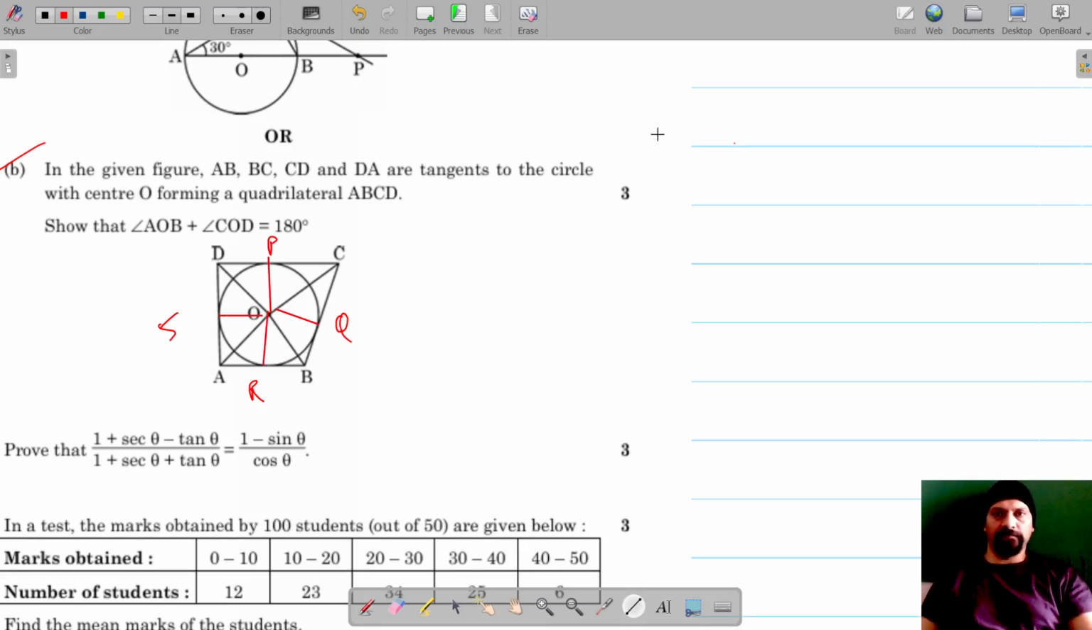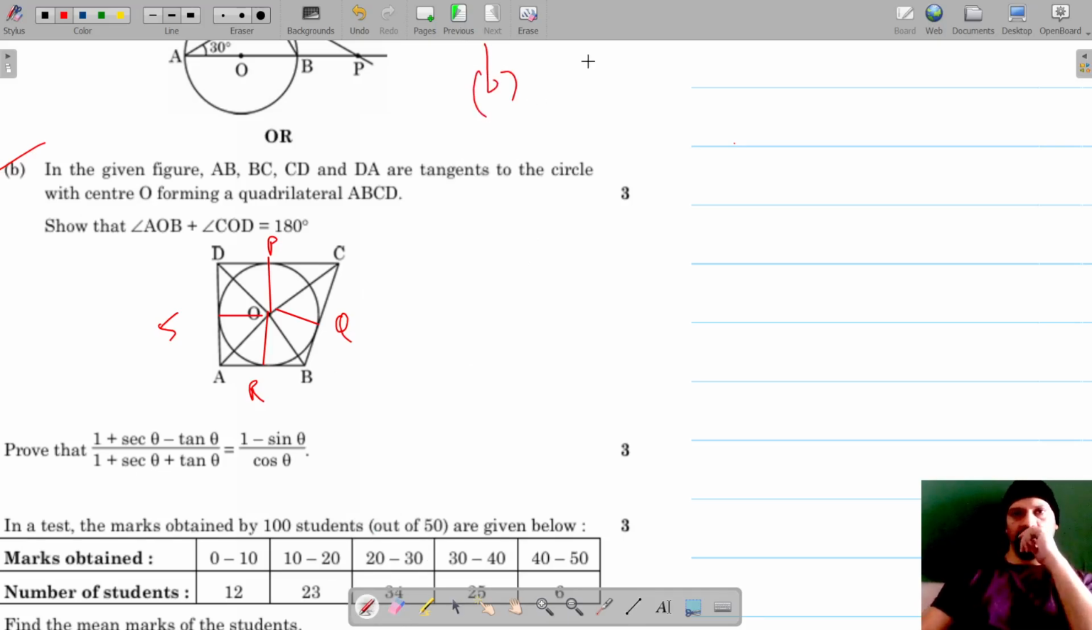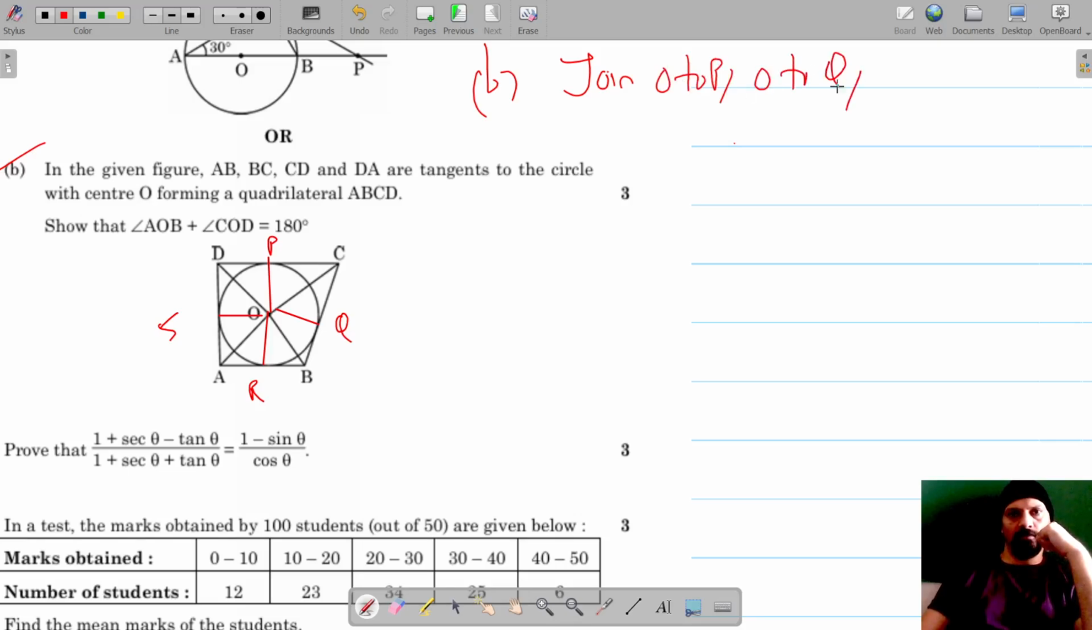So what I have done here is I have joined, this is part B. I have joined O to P, O to Q, O to R, and O to S. And let these be the angles, angle 1, 2, 3, 4, 5, 6, 7, and 8.